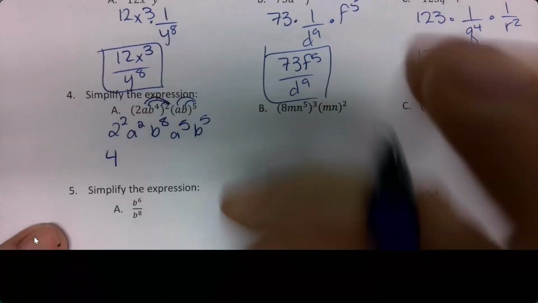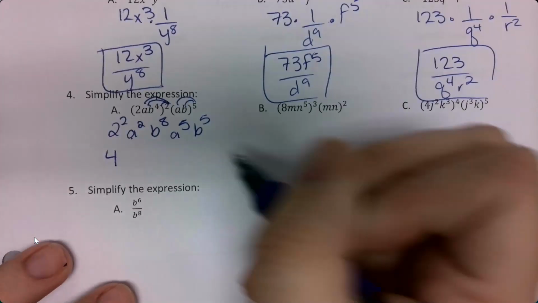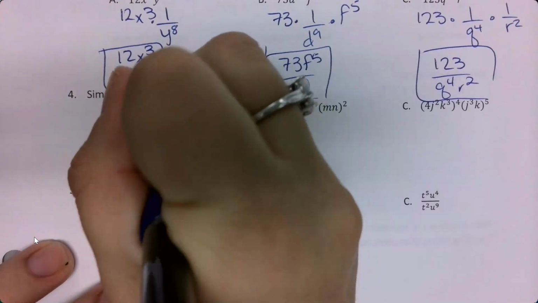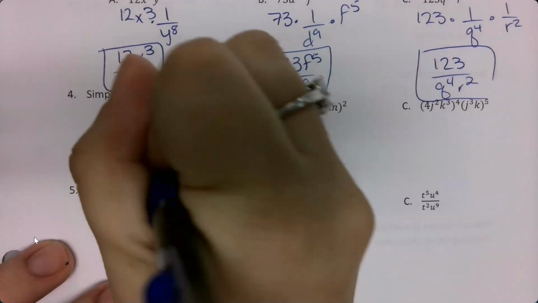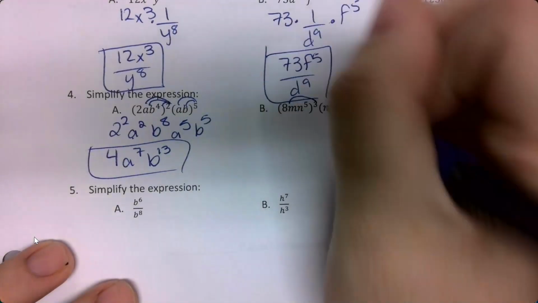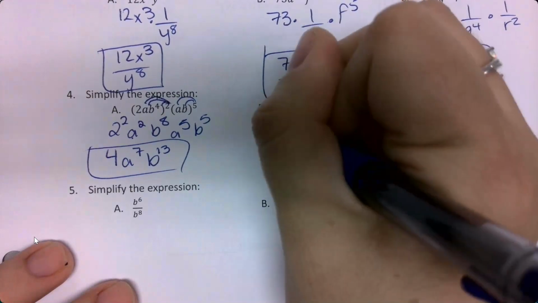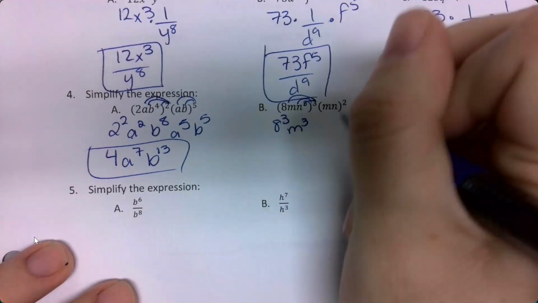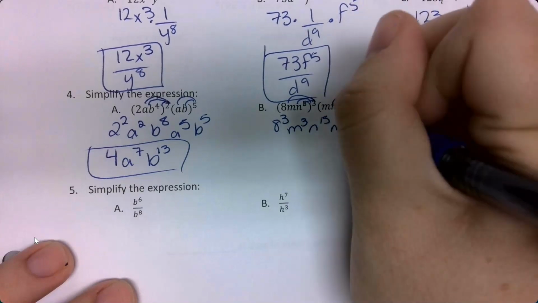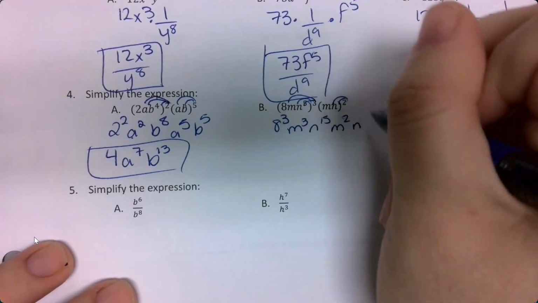Then I want to add my exponents for my a's. So 2 plus 5 is 7. And then for my b's, I add again. 8 plus 5 is 13. Same idea on b, so I want to distribute. That's going to be 8 cubed, m cubed, n to the 15, and then m squared, n squared. I don't know what 8 cubed is.